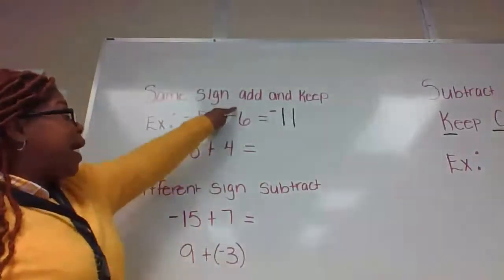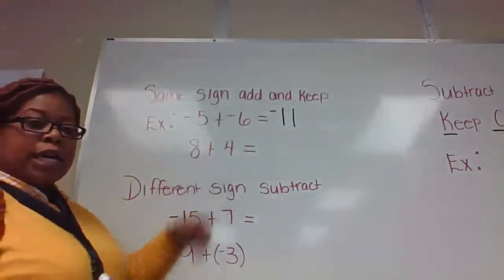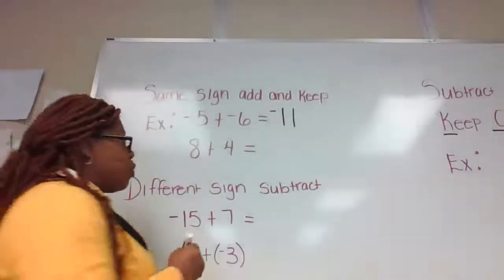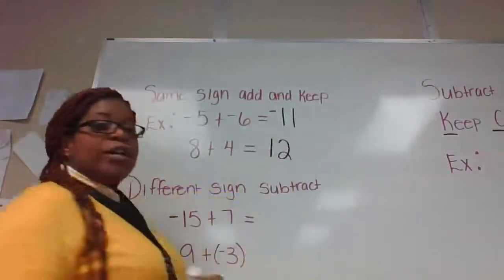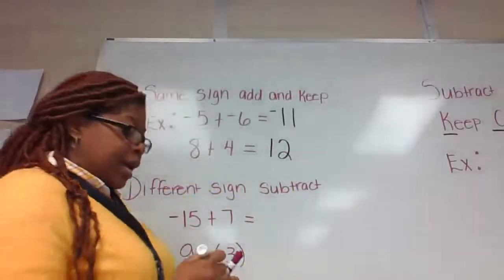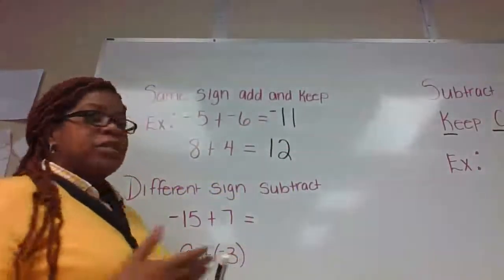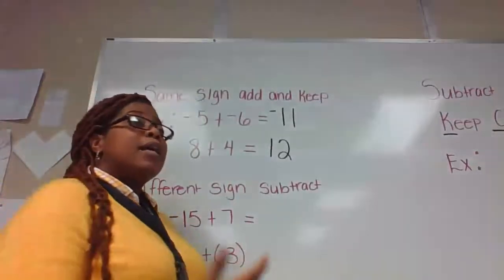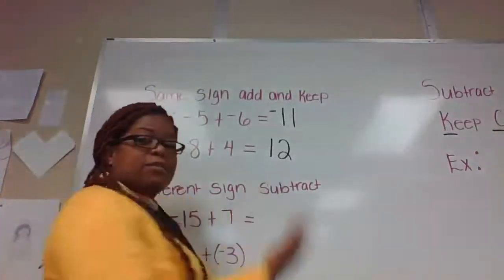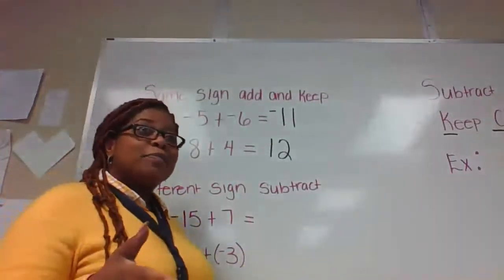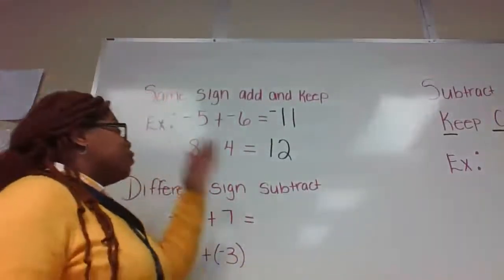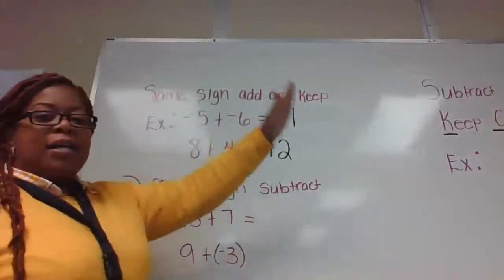So we're going to add. So 8 plus 4 is 12. So we added the numbers and we're going to keep the sign. And this sign for both numbers is positive sign. Thus, the answer is positive 12 or just 12. Any questions? All right. So same sign, we add and keep.